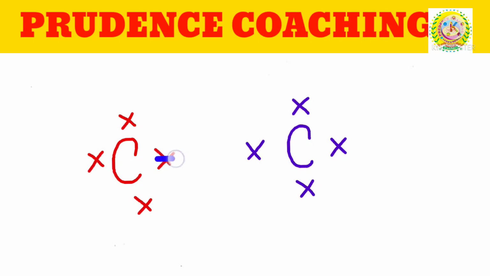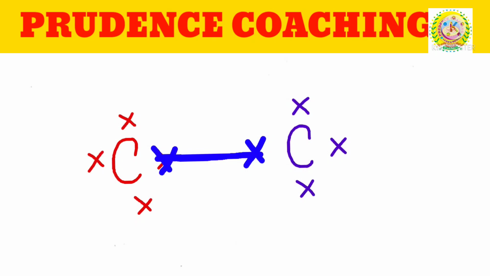So if we draw a covalent bond, then these 2 carbons can be combined. Here this bond is known as a single covalent bond because it is formed by sharing only 2 electrons, one of this carbon and another of this carbon. Now, as you can see, there are more valence electrons in both the carbons.